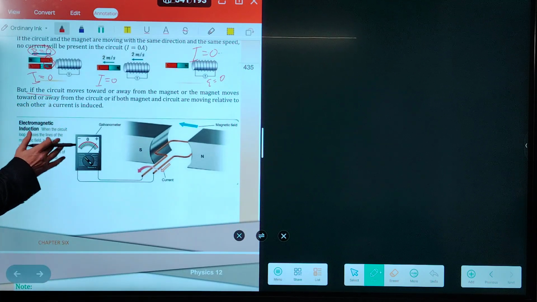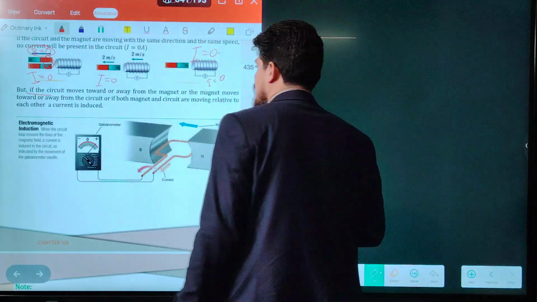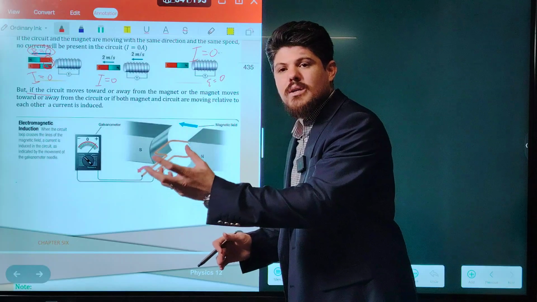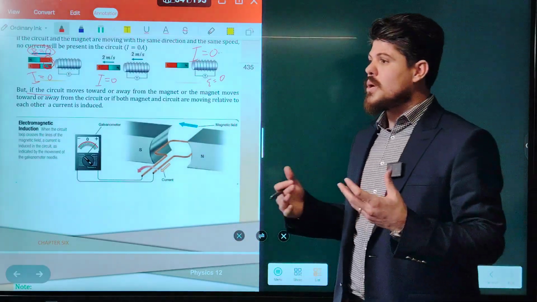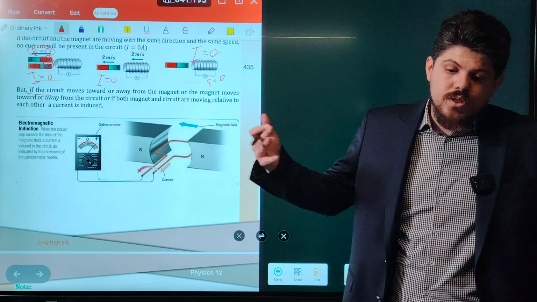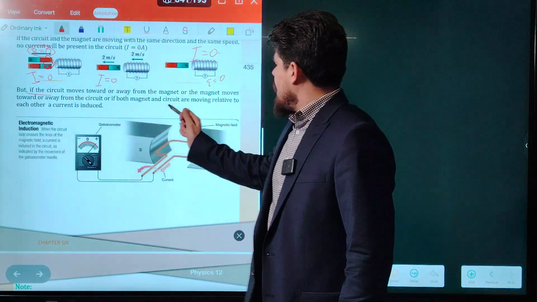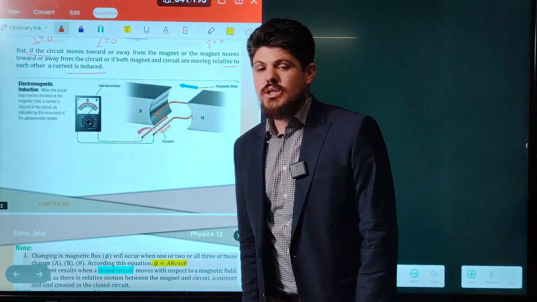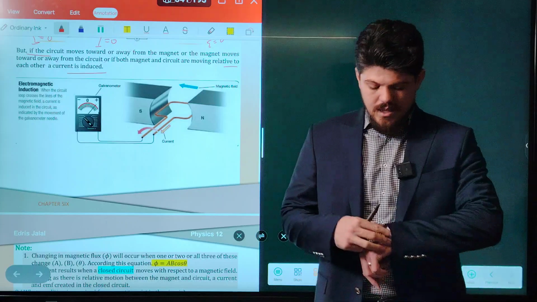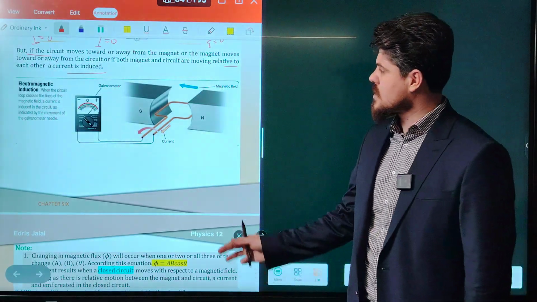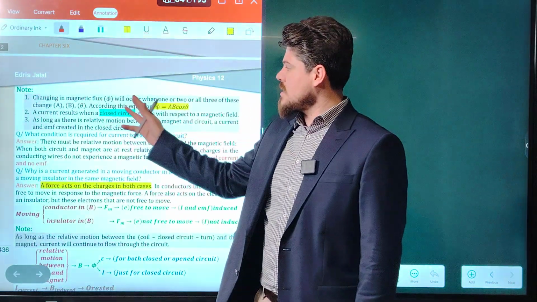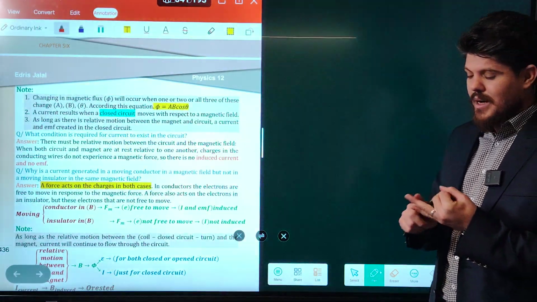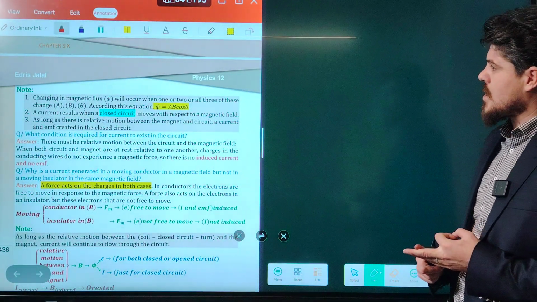But if the circuit moves toward or away from the magnet, or the magnet moves toward or away from the circuit, it doesn't matter. If the circuit moves toward the magnet, or the magnet moves toward the circuit, or both of them are moving toward each other, or both of them move away from each other, the current is induced. So in the presence of relative motion between the circuit and the magnet, the current is induced and electromotive force is induced in the conductor. Changing magnetic flux will occur when one or two or all three of these change: the area of the coil, the magnetic field, and the angle or orientation, according to this equation.